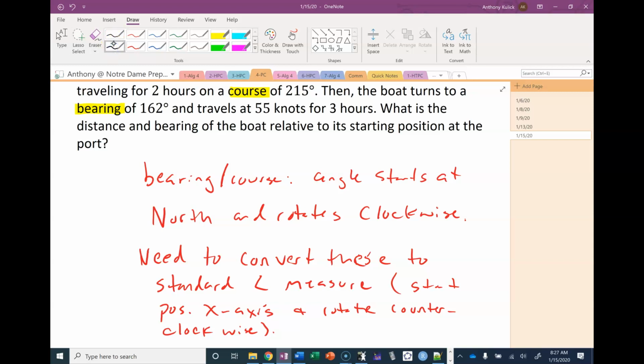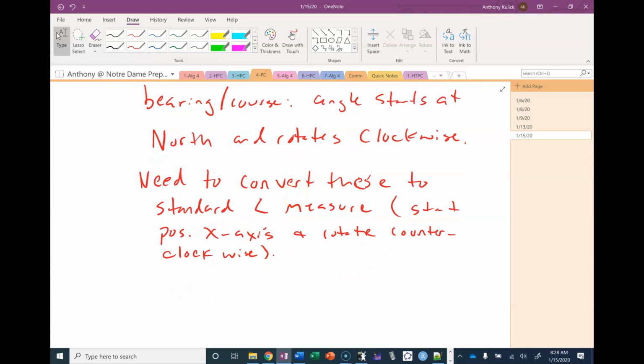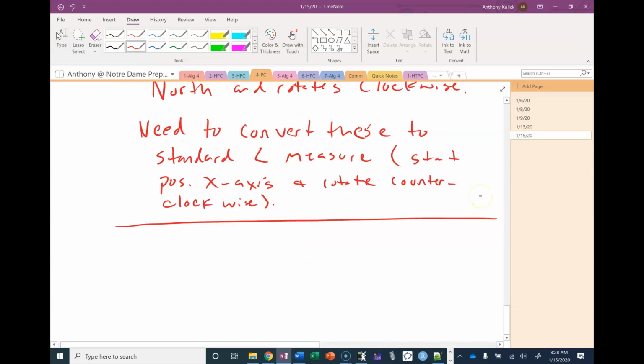So I'm just going to read. I'm going to scroll down to where you won't be able to see the problem anymore, but I'm going to read it aloud and make some notes about it as we go, okay? So we're going to start answering the story problem now. So it says a boat leaves a port and averages 20 knots, traveling for 2 hours on a course of 215 degrees. So when we say knots, this is a measurement of speed.